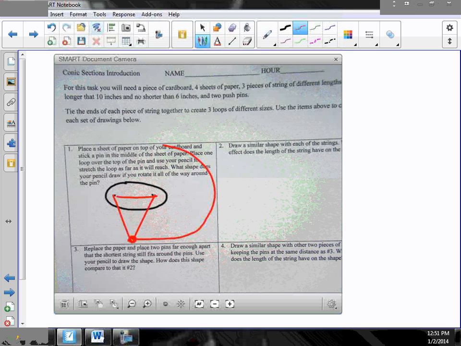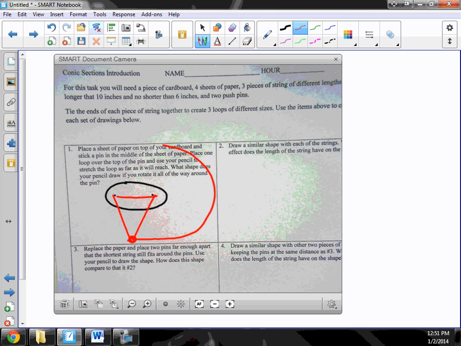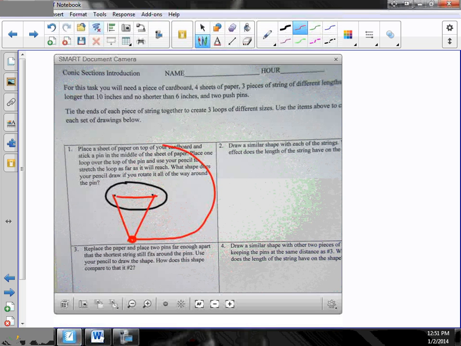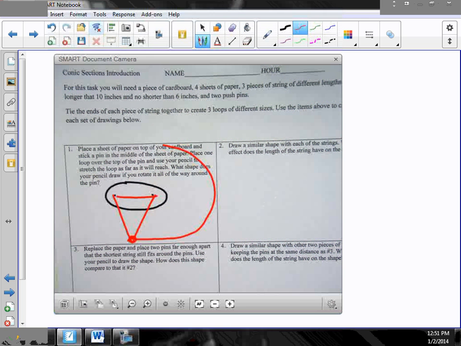Yeah. Number 3 says replace the paper and place 2 pins far enough apart that the shortest string still fits around the pins. So if I were to say this is my shortest string, that would be too tight because there's really not room to get my pencil around the pin. So you've got to pull it in a little bit so there's enough room to pull your pencil around. Okay? And then later on you're going to move it out too big for the small string, and then use this for the other string. 1 and 2 go on the same paper, 3 and 4 go on the same paper, number 5 gets its own paper, and number 6 gets its own paper.